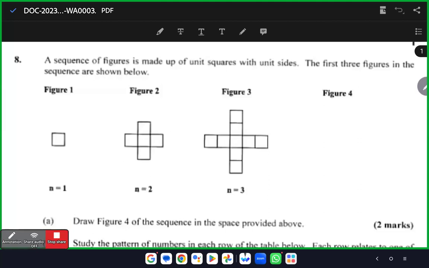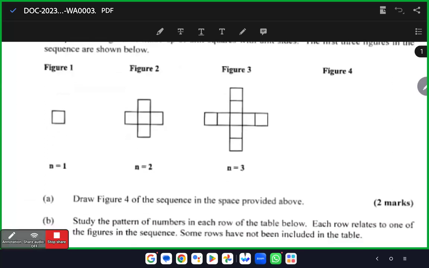Question 8. A sequence of figures is made up of unit squares with unit sides. The first three figures in the sequence are shown below. Draw figure 4 of the sequence in the space provided above.